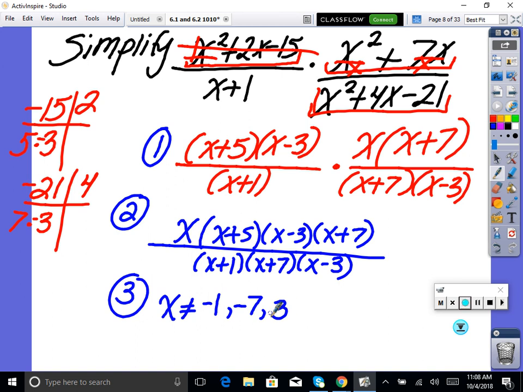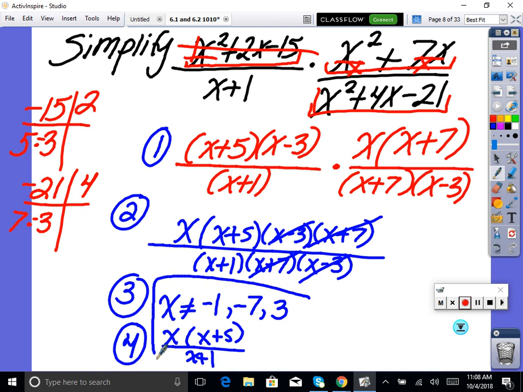Do you agree? Mm-hmm. And then we're to our fourth step where we actually divide out exact factors. So it looks like x plus 7, x minus 3. So then left on top was x plus 5, and then on bottom was x plus 1. And then you could just circle step 3 and 4 because there's your answer.